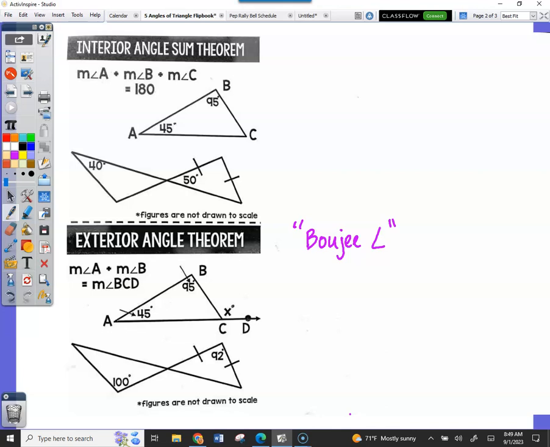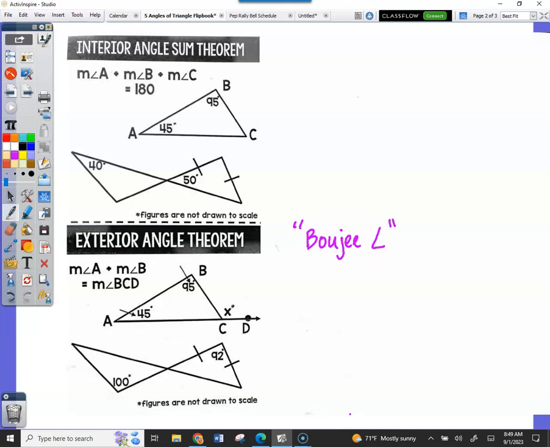Bougie, if I understand that slang word correctly, means extra, like fancy or too much. I call it the bougie angle because it's just kind of like too much. We shouldn't even need this theorem because you should be able to deduce this through the linear pair. You shouldn't need the theorem. So anytime I say to you, oh, it's a bougie angle, you need to remember this, okay?